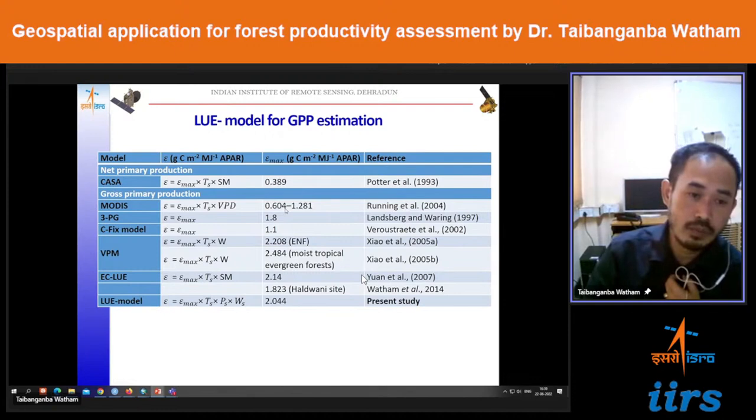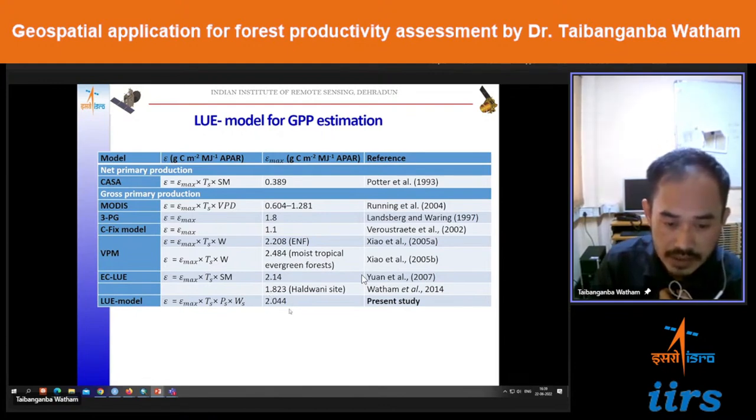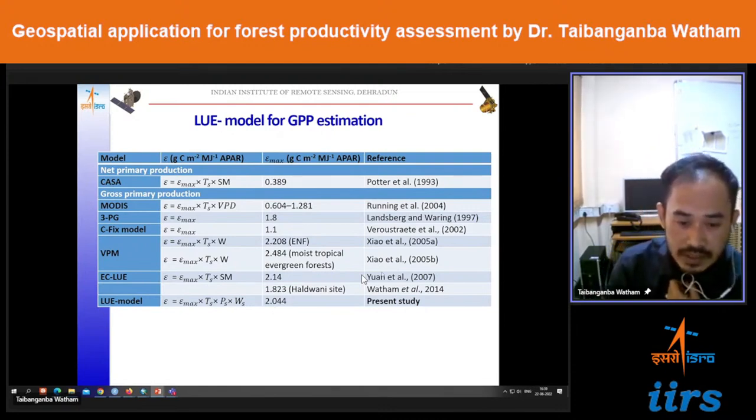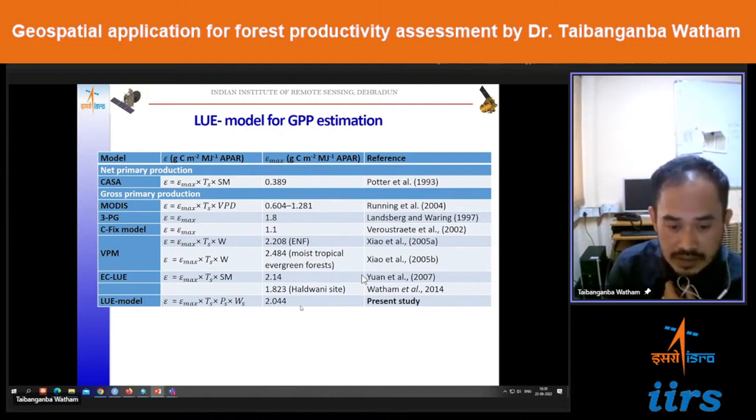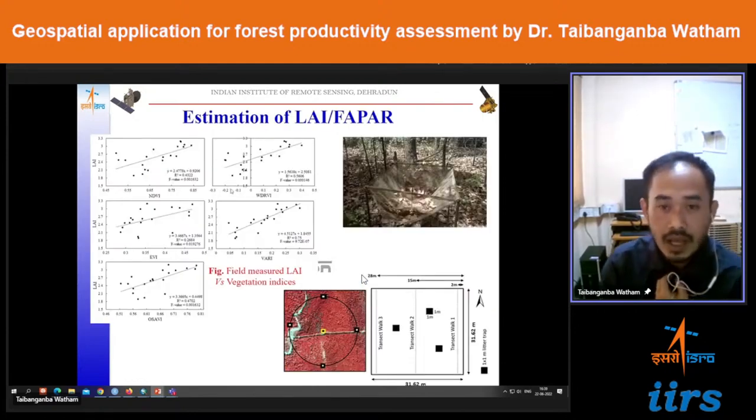So when we go for the light use efficiency model, one of the important parameters is the estimation or parameterization of this Emax value, or the proper calibration of this Emax for a particular vegetation type. For this study, we have estimated the proper Emax for the Sal forest in the Burkot area to be 2.044.